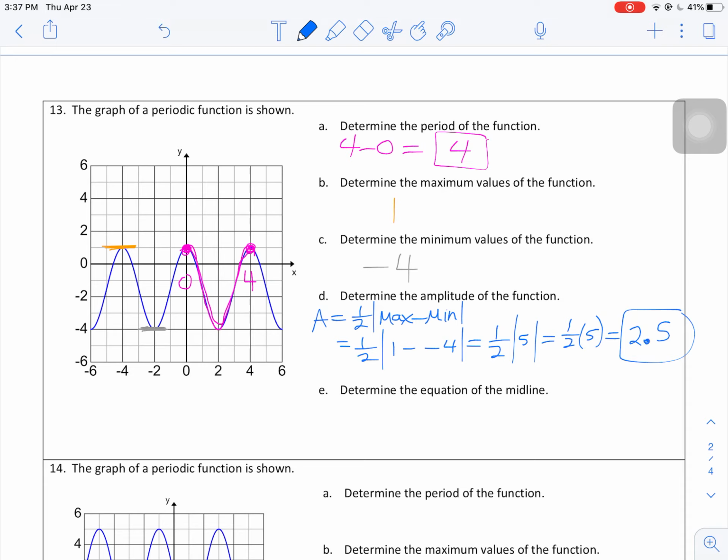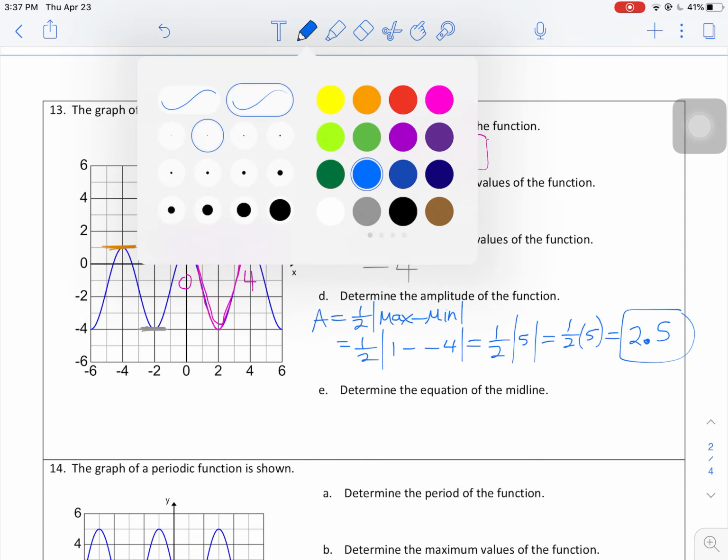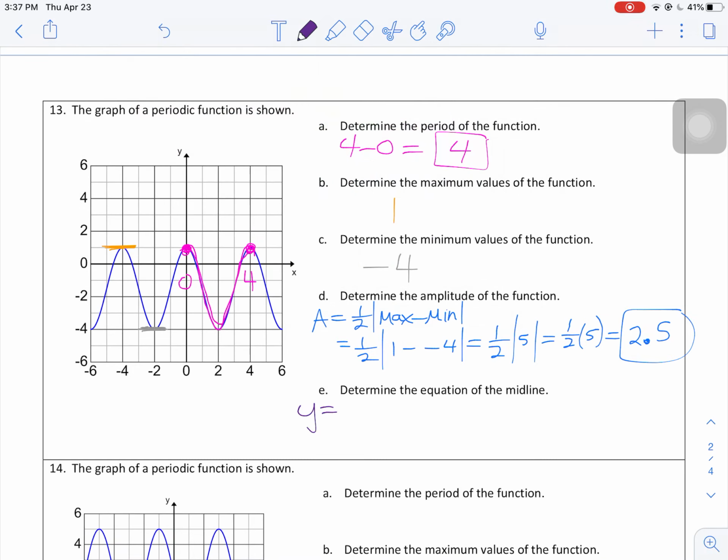You just need to make sure that your amplitude is positive because it's the distance from the midline up to the top, or the distance from the midline down to the bottom. Distance cannot be negative. And speaking of midline, midline is y equals the max plus the min divided by 2. So you're basically averaging your max and your min. So it looks like we're getting y equals -1.5.